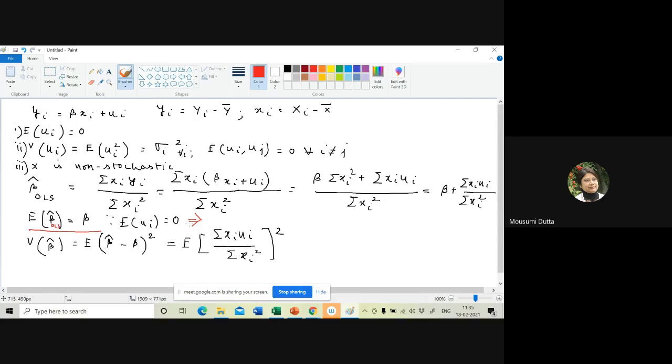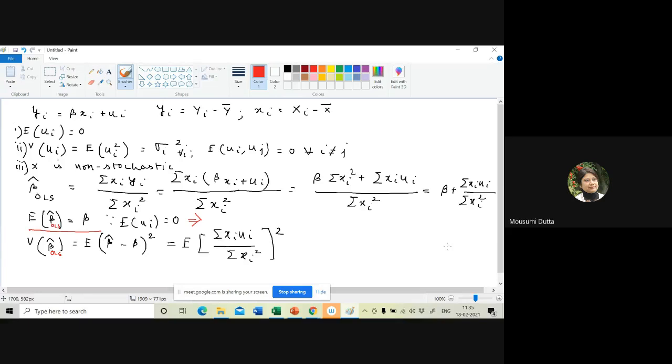Next, we move to calculation of variance of beta hat OLS. It will be expectation of beta hat minus expectation of beta hat whole square. Now already we got expectation of beta hat is equal to beta, so we can safely write expectation of beta hat minus beta whole square. Now what is the value of beta hat minus beta?